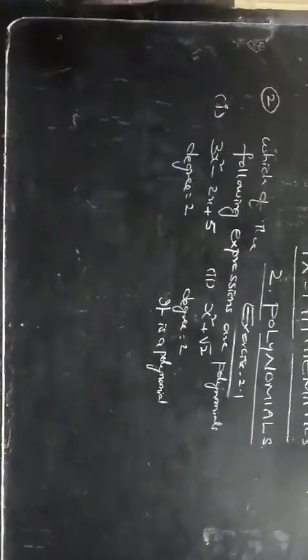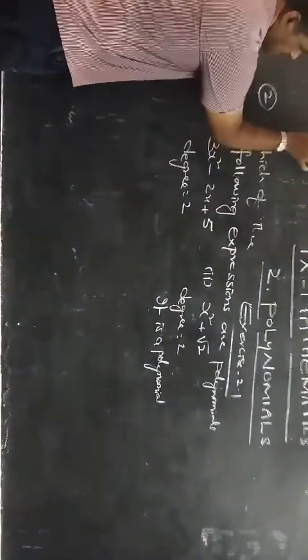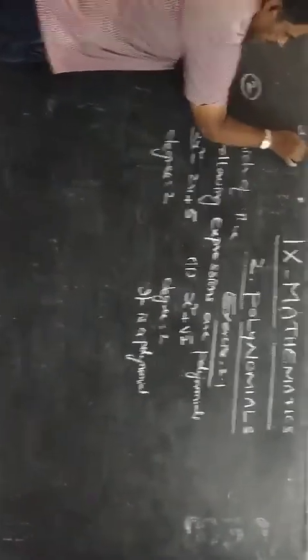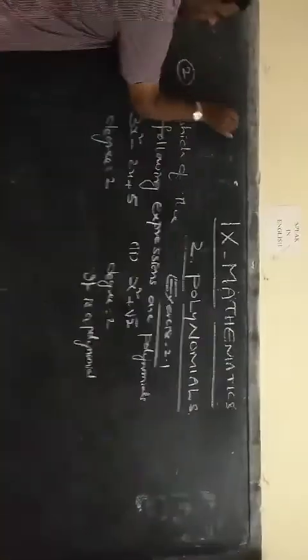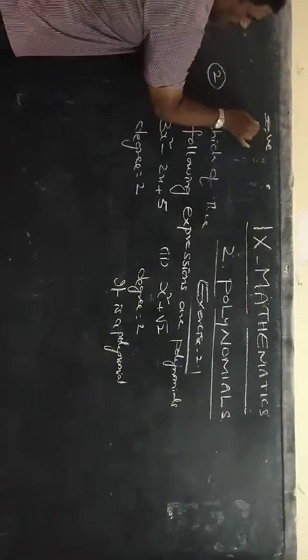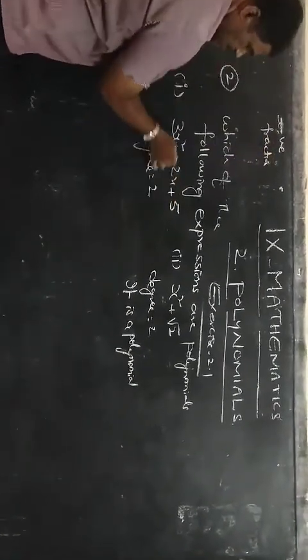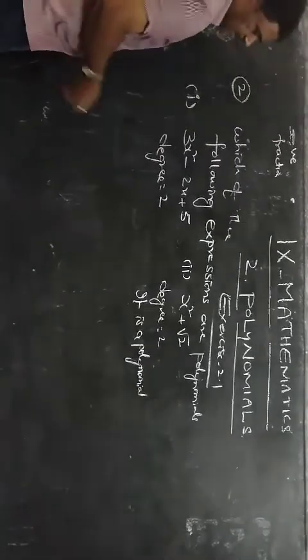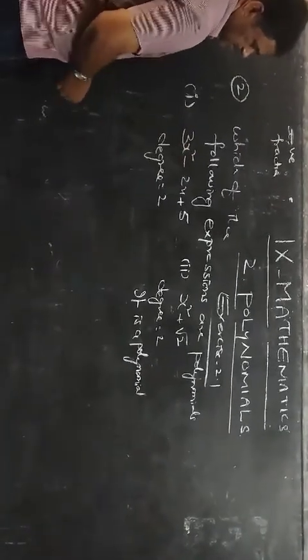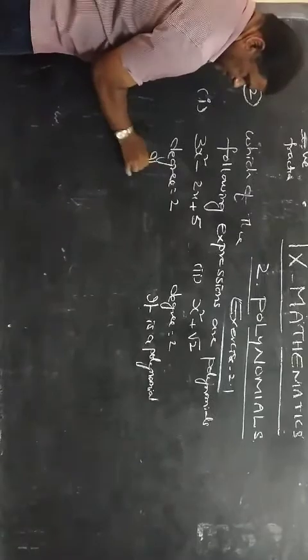Whether it is a polynomial or not means we have to check 2 points. First one is exponent of the variable should not be a negative number and it should not be a fraction. So here x is having positive number as exponent, therefore it is a polynomial.